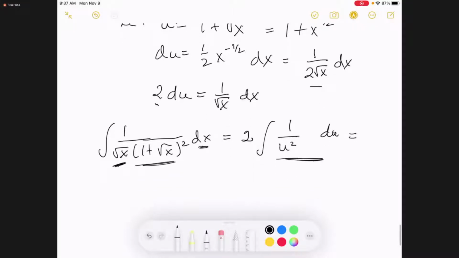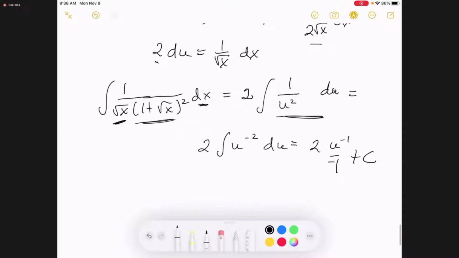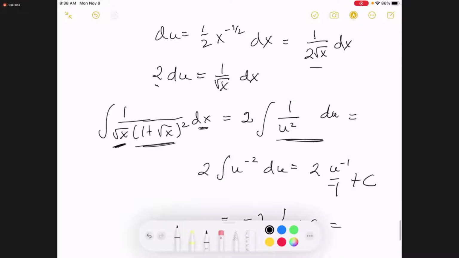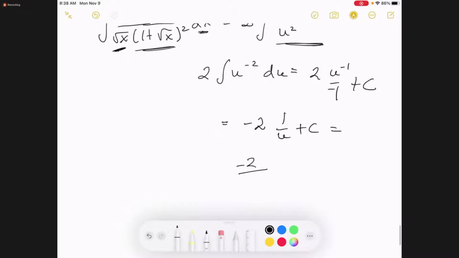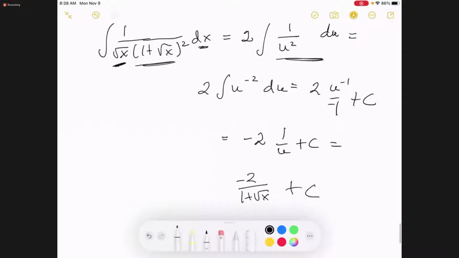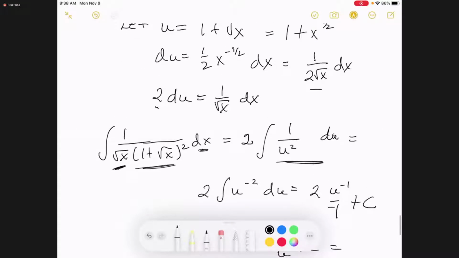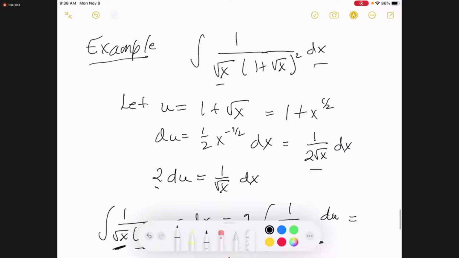And I can go ahead and evaluate. So that's u to the minus 2. That's 2u to the minus 1 over minus 1 plus c. And that's minus 2 times 1 over u plus c. What was u? 1 plus the square root of x. So it's minus 2 over 1 plus the square root of x plus c. Questions?